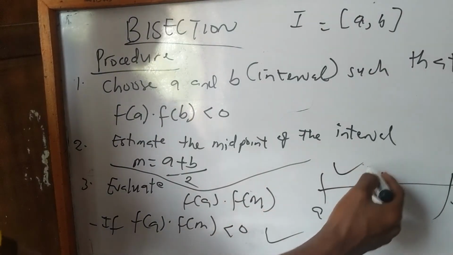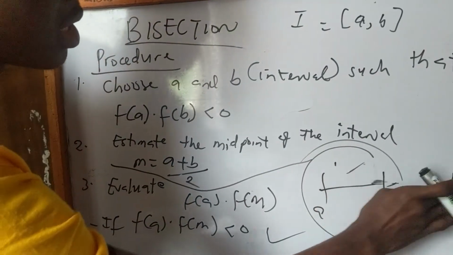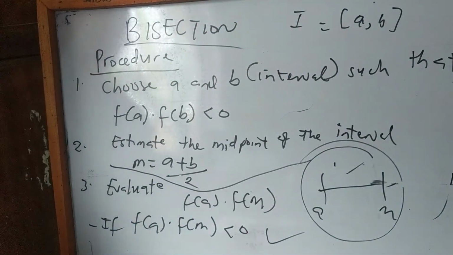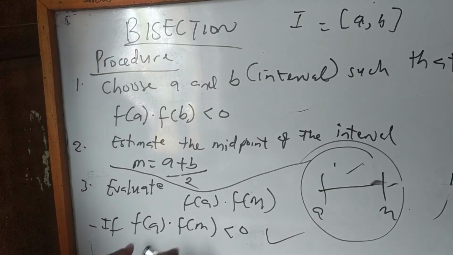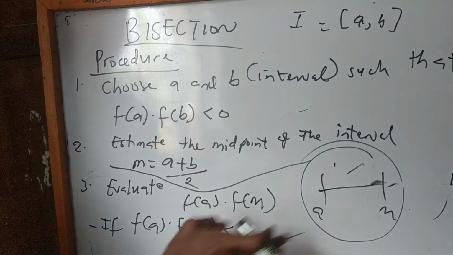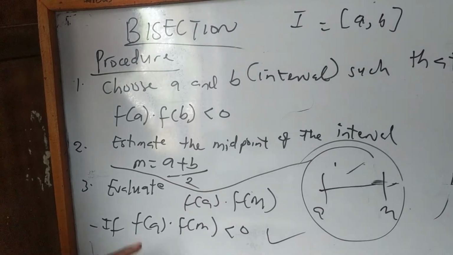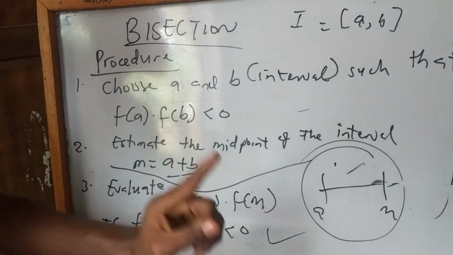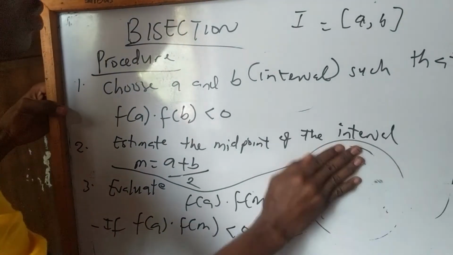Let me show you on the number line. Yes, that is where the root lies. You don't need the other part anymore. That means this is going to be your new interval in the following iteration. So let me just reiterate. If f of A times f of M is less than 0, that means there's a root between A and M. You don't need the B part anymore. In your next iteration, A is going to be A, while your B in your next iteration will be M. Do you understand now? So that's about that.